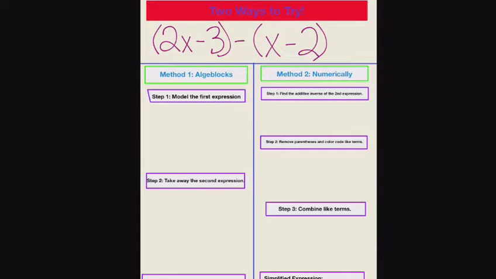Now we've got 2x minus 3 minus x minus 2. Again, let's try this first with algeblocks. So we're going to model our first expression, 2x minus 3. I'm going to model my positive 2x minus 3. I've got my 3 on the negative side here. And go ahead and take a picture.